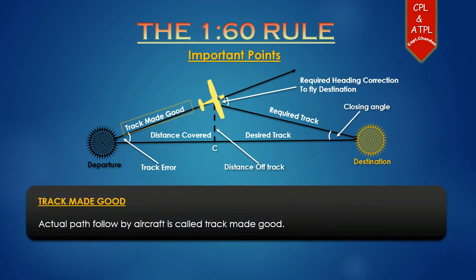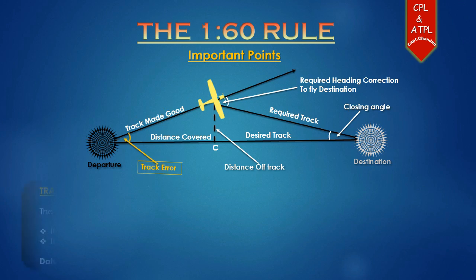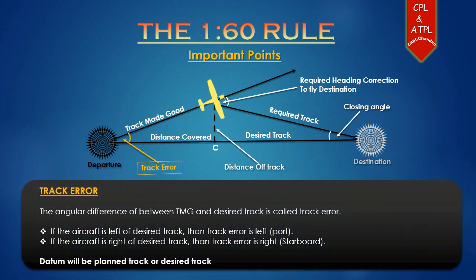Track made good, also called TMG. The actual path followed by the aircraft is called track made good. Track error: the angular difference between track made good and desired track is called track error. If the aircraft is left of desired track, then track error is left, that is called port. If the aircraft is right of desired track, then track error is right, that is starboard. Datum will be planned track or desired track.